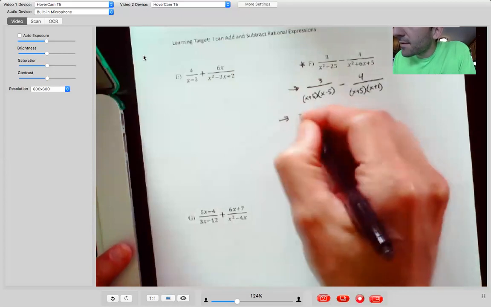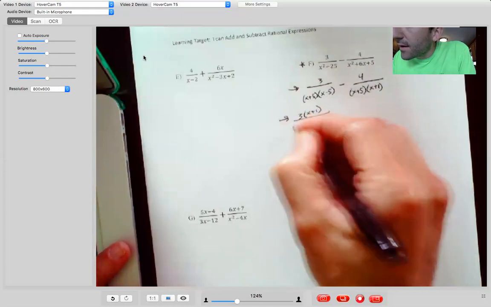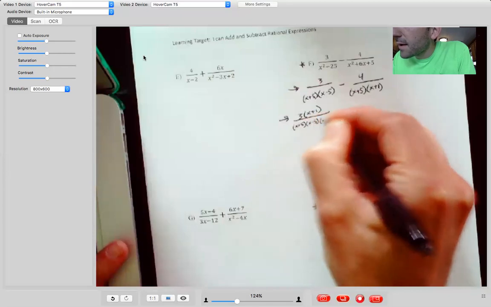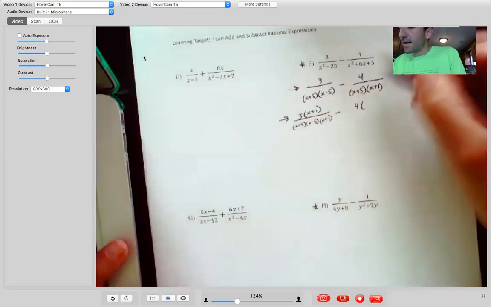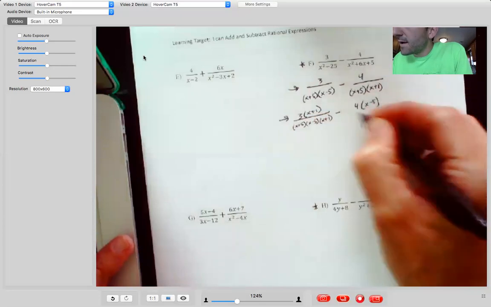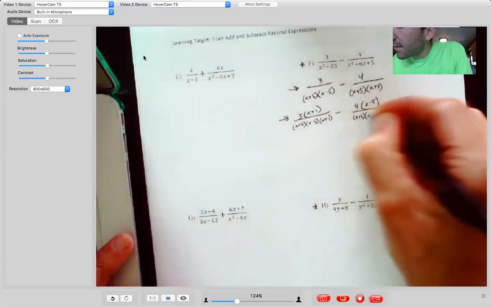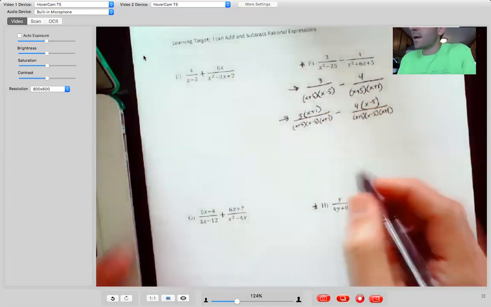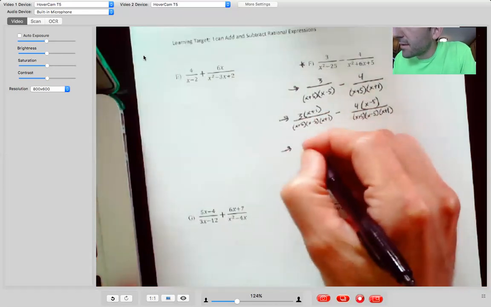So on this side, we're just doing 3 times x plus 1 over x plus 5, x minus 5, x plus 1, minus 4. What are we missing on this side? We're just missing the x minus 5. And then we have our common denominator, x plus 5, x minus 5, x plus 1. So now just distribute on both sides, and then we'll combine like terms and see what we have.